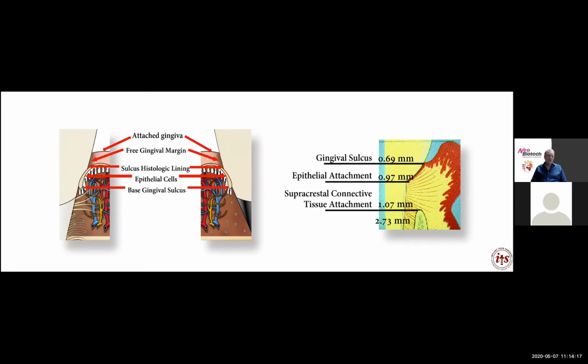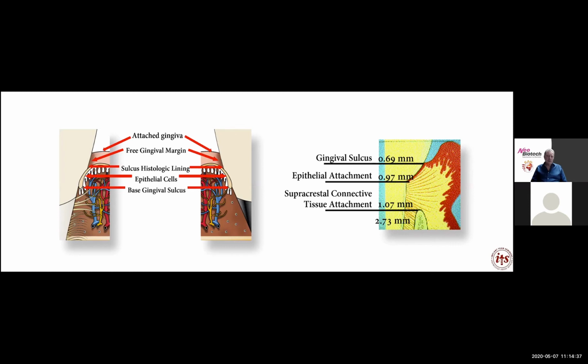The attached gingiva is similar, as is the free gingival margin. The histologic lining of the sulcus is similar, but for the fact that the rete pegs associated with an implant are a little shorter than those of a tooth. The epithelial cells in the sulcus are similar.